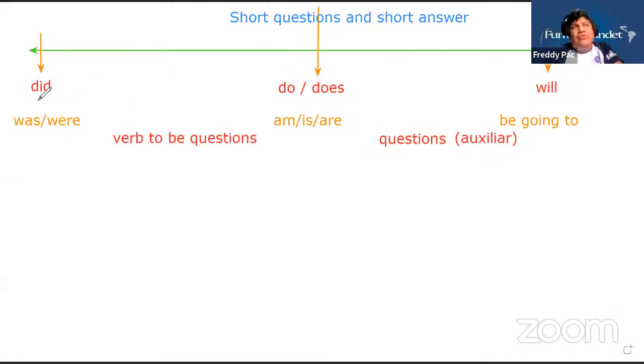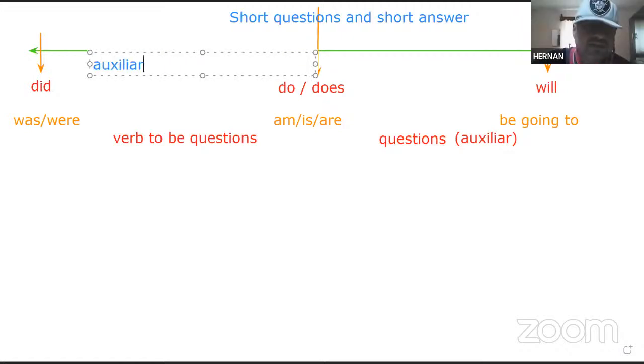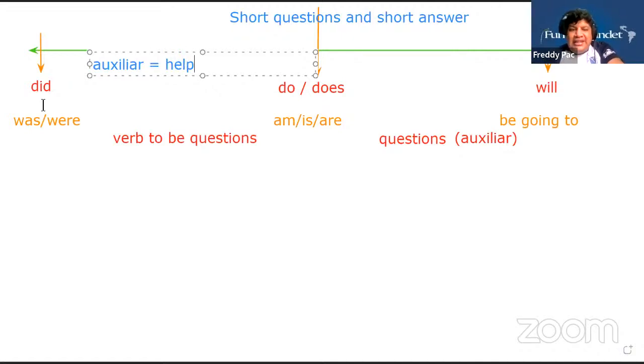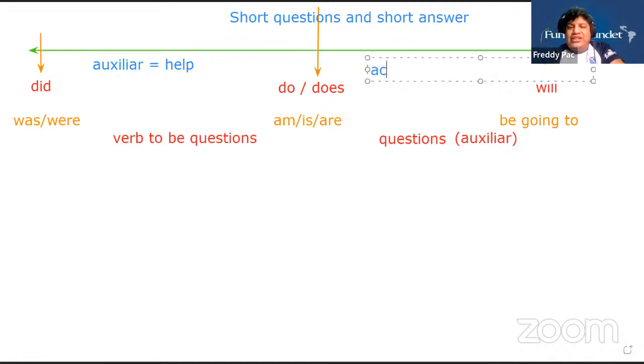When you listen to the word auxiliary, what do you understand? I will put it here. Auxiliary, it is the same. Help, yeah. And in this case, these are auxiliaries, or these are words that help. And that is what we are going to learn. When do we use the auxiliaries? The auxiliaries, we use it with action verbs, okay?